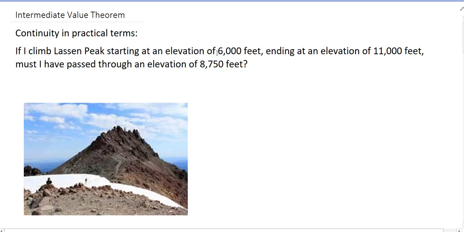So if you go to the base of the, not the base of the mountain, but at the trailhead to climb the peak, it is at 6,000 feet. And then you don't quite end up at 11,000. For those of you who may have gone to Lassen and may have done this hike, it's more like 10,450-something feet. But that's just around over here. So do I have to have passed through that elevation?